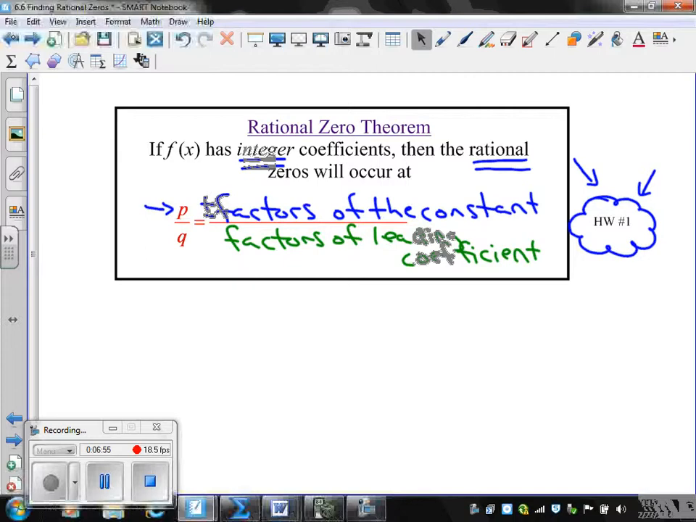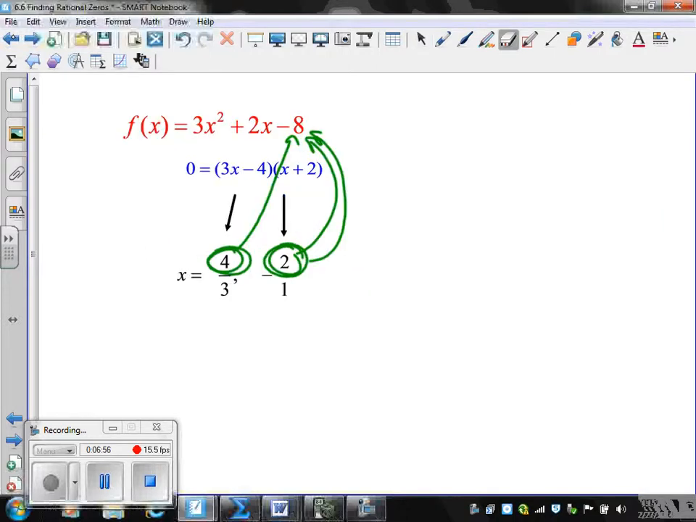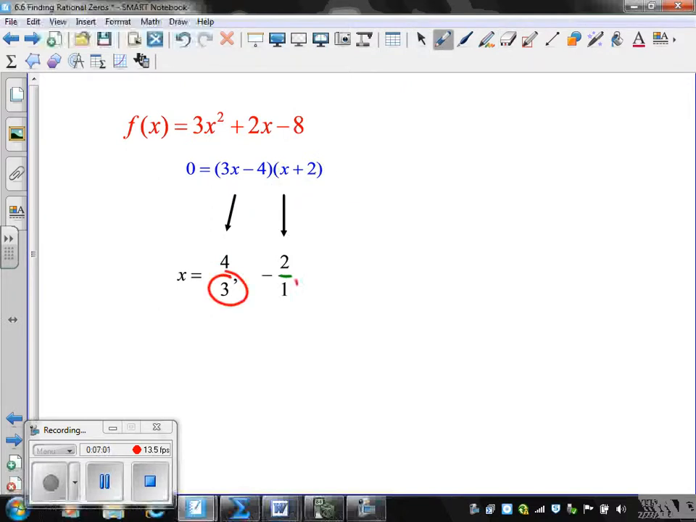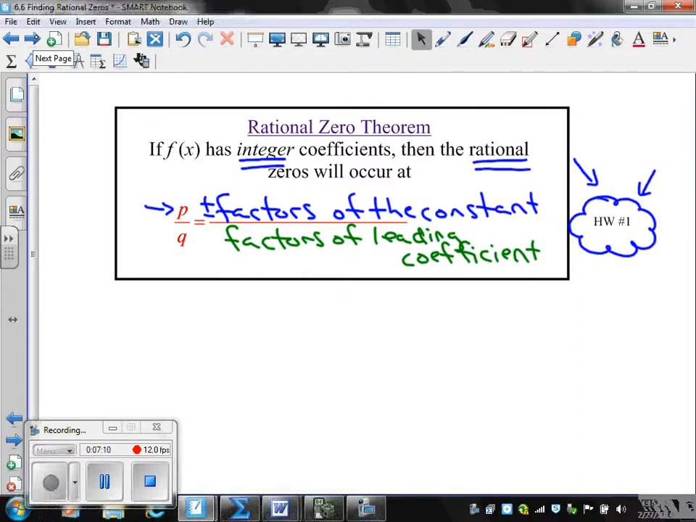So I'm going to go back a slide real fast and remember where the 3 and the 1 came from. The 3 and the 1 both came from factors of 3, factors of that leading coefficient. So that's the rational zero theorem, and it makes it nice because when we can't necessarily factor, or even if we can factor, we can do what I call a last-ditch effort and get a list of the possible rational zeros, and then we can go ahead and check them. We'll see how we're going to do that momentarily.